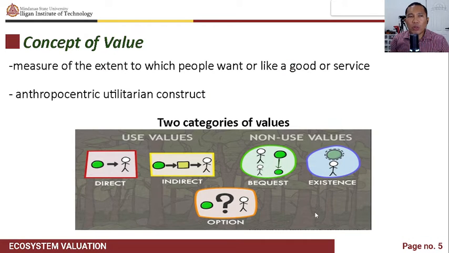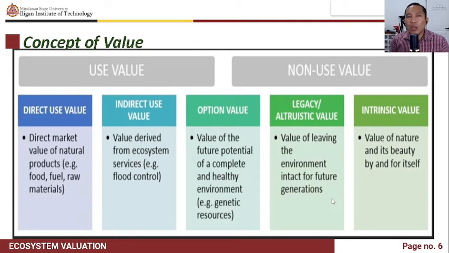Moving on with the concept of value. So this is just a measure of the extent to which people want or like a good or service. So this is an anthropocentric utilitarian construct, or this is human-centered. So there are two categories. We have use values and the non-use values. To further differentiate between the two, the use value could actually involve the direct use value or the indirect use value. So with the direct use value, we actually consider food, fuel, raw materials.